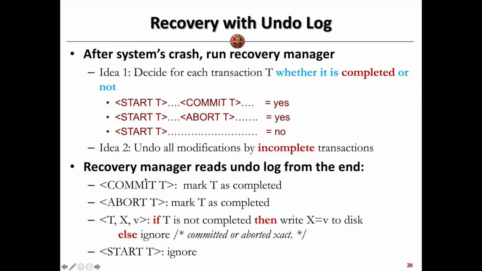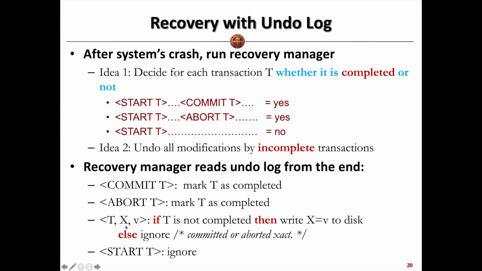So the high-level idea for the crash recovery with undo is the recovery manager will read the undo log from the end. If we see a commit T, we mark this transaction T as completed. If we see abort T, we also mark this T as completed, because we are reading the undo log from the end, or bottom up, right? If we see a TXV, however, and T is not completed, it means for this transaction we only have this start T, we never see the commit T or abort T, right?